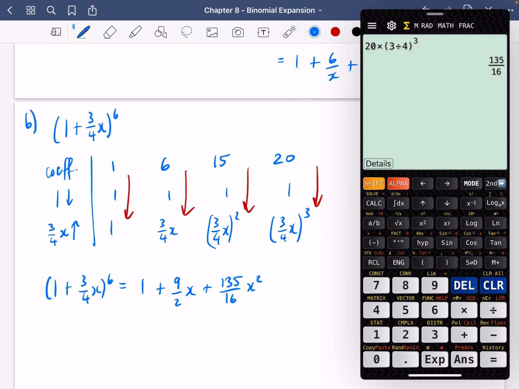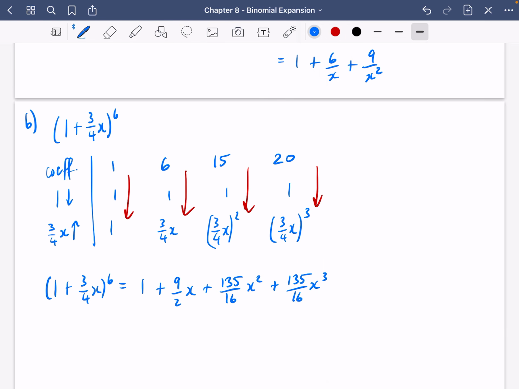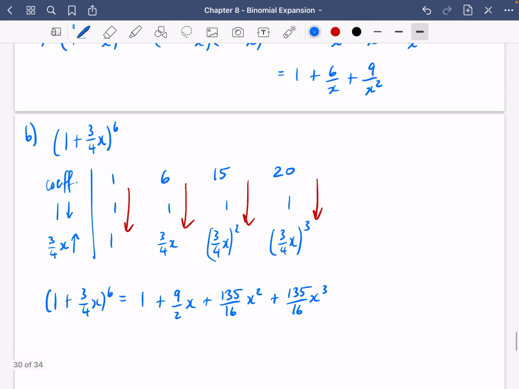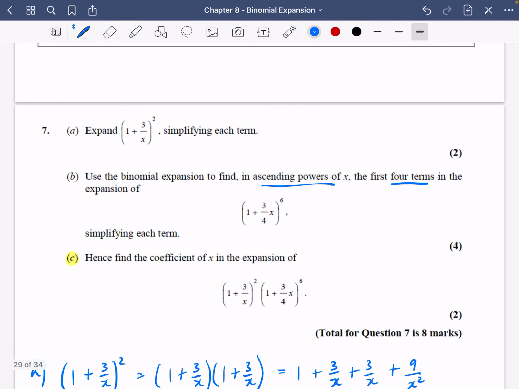You rarely see me using the fraction button. 20 times 3/4 cubed, that's also 135 over 16. Interesting. 135 over 16x cubed. So we've now done the binomial expansion. Been going a little bit quicker with these. Then it says, hence, find the coefficient of x in the expansion of this.